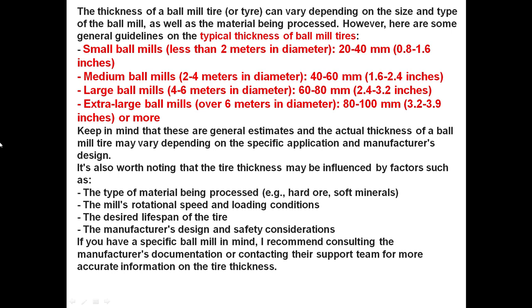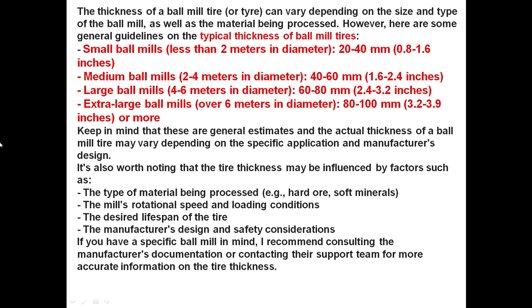The thickness of the ball mill tire can vary, depending on the size and type of the ball mill, even kiln tire also, as well as the material being processed. However, here are some general guidelines on the tire thickness. Small ball mills, lesser than 2 meters in diameter, will have 20 to 40 mm thickness. Medium ball mills, 2 to 4 meters in diameter, 40 to 60 mm. Large ball mills, 4 to 6 meters in diameter, 60 to 80 mm. Extra large ball mills, over 6 meters in diameter, 80 to 100 mm, or 3.2 to 3.9 inches or more, depending on the capacity.